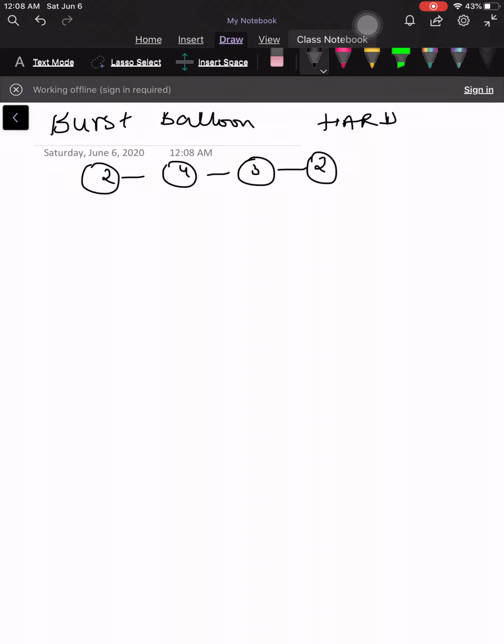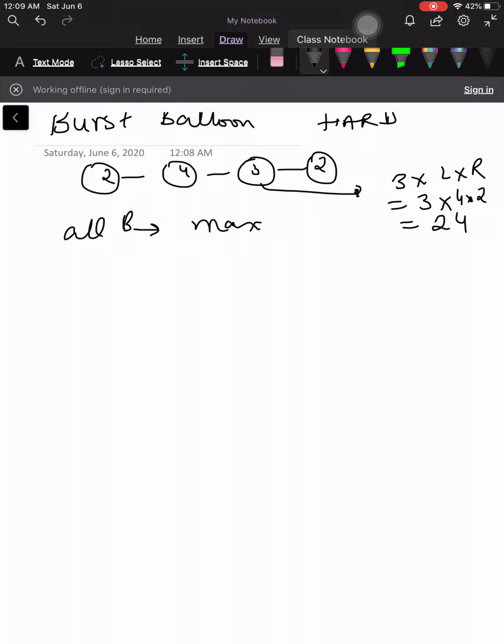And if you burst any balloon, let's say we burst balloon 3, you get points equal to 3 times left times right, equal to 3 times 4 times 2, which equals 24. So if all balloons are burst, then what's the max value? Given the sequence can be anything, but you have to find the max value.